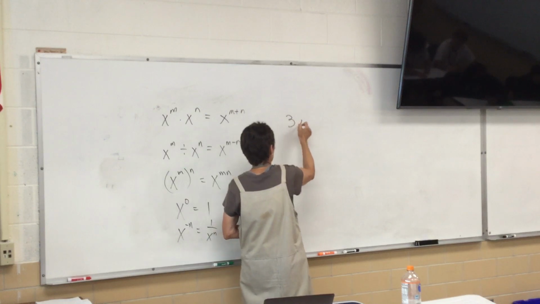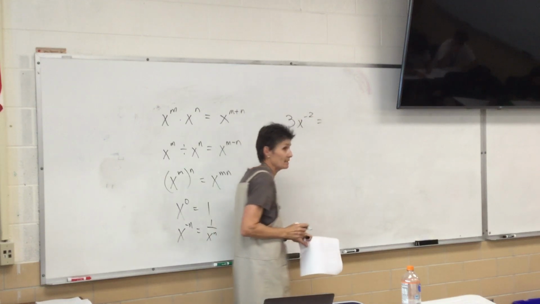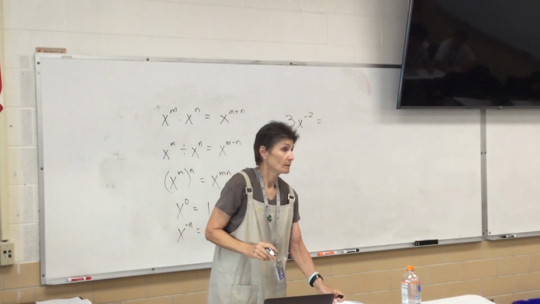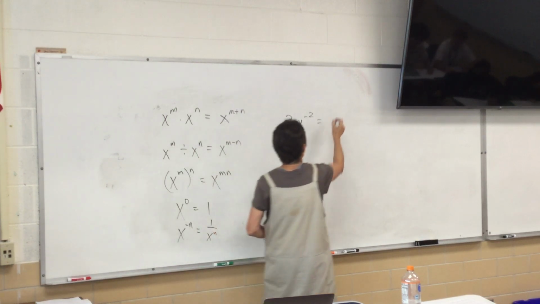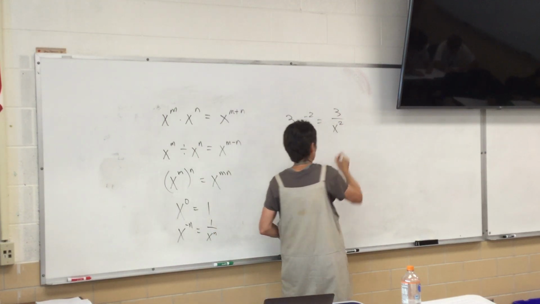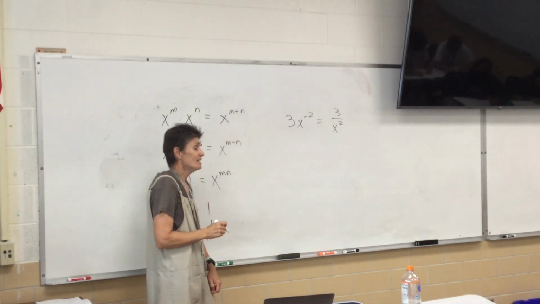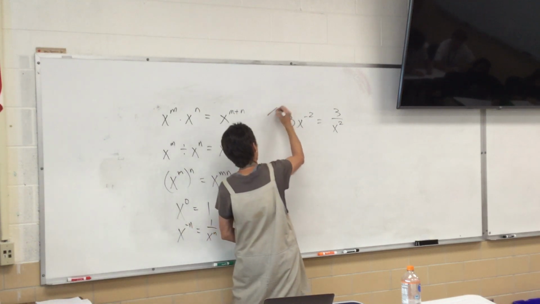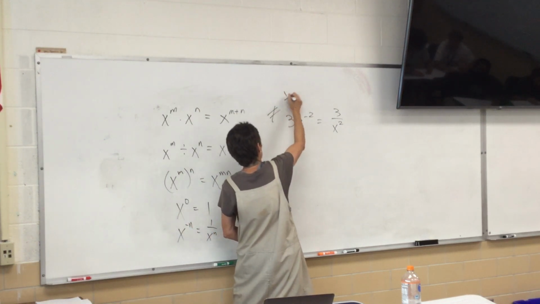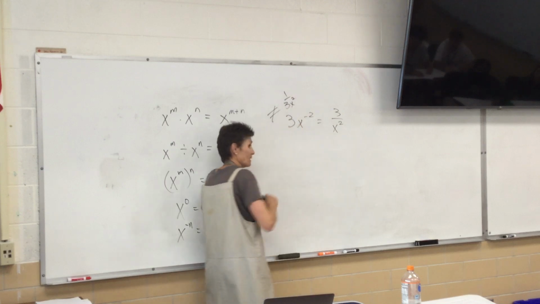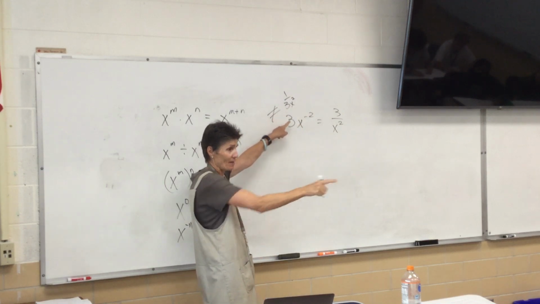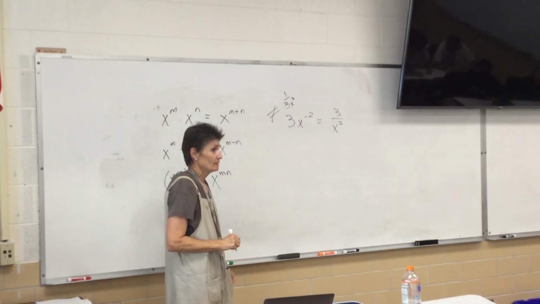3x to the negative second. What's that going to equal? 3 over x squared. That's exactly right. This is not 1 over 3x squared. Can somebody explain why that's wrong? What's wrong with that? The 3 was to a negative power?